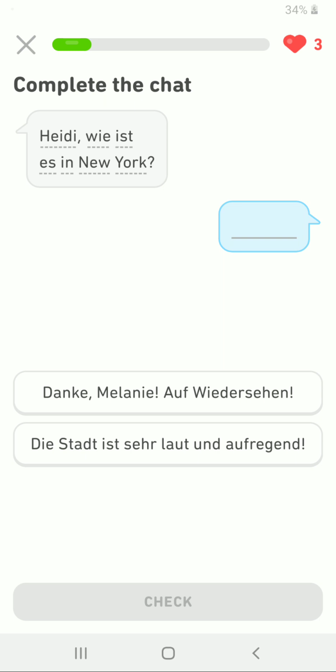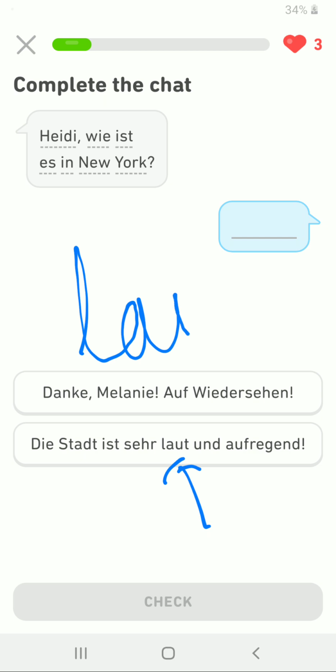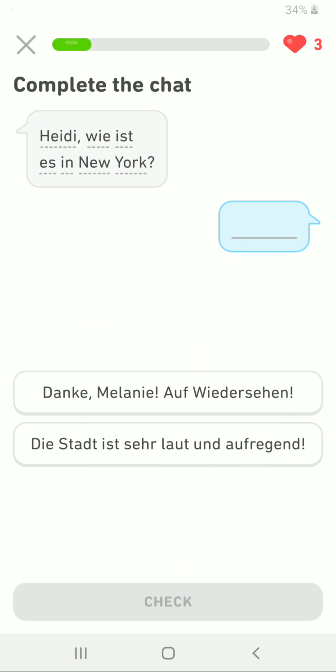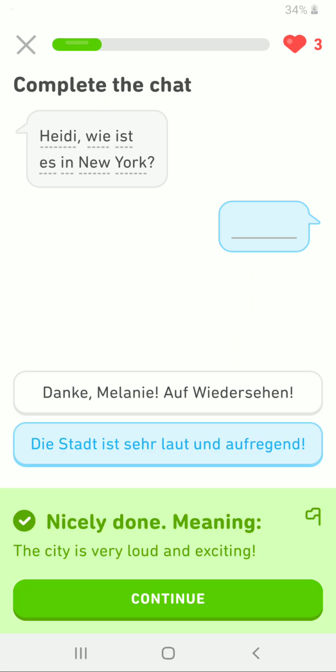So Heidi, wie ist es in New York? We have seen this kind of sentence. Wie is how, ist is, es it's it. So Heidi, how was it in New York? Die Stadt ist sehr laut und aufregend, exciting. What do you think laut means? Well, laut means loud. L-O-U-D. So we have seen this, that's the answer.